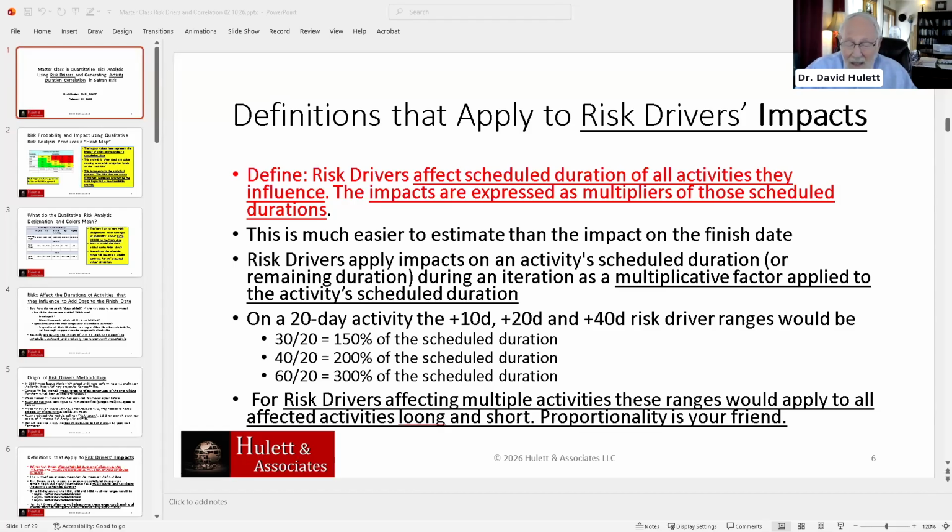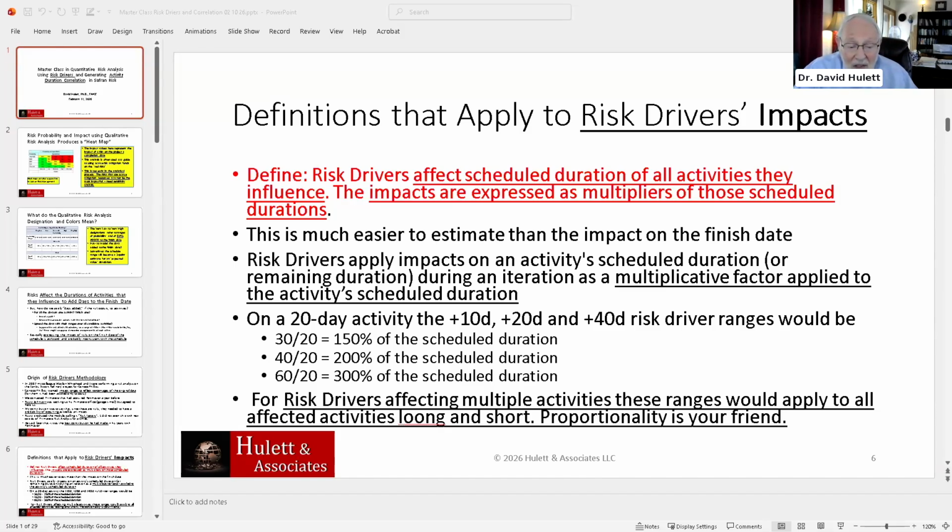Here's the risk. It's a risk on piping for a process plant. Well, we know where the activities are for the pipings, and so we know if we're going to have a risk, we're going to apply those to all those activities in the piping phase, and that's real easy. Rather much easier than trying to figure out, well, if the piping phase is affected in some way by the risk, what would be the finish date? You just can't answer that question. This is a question you can answer.